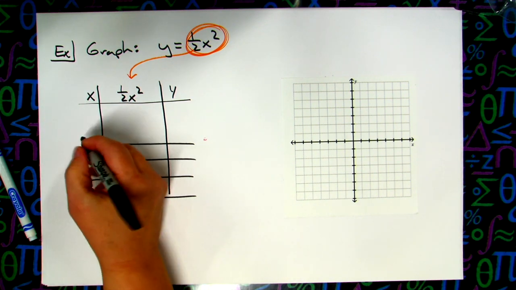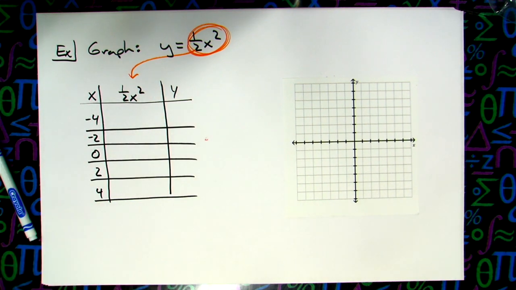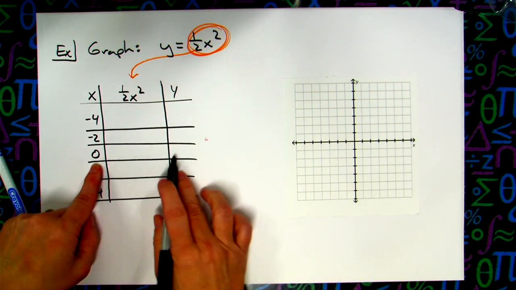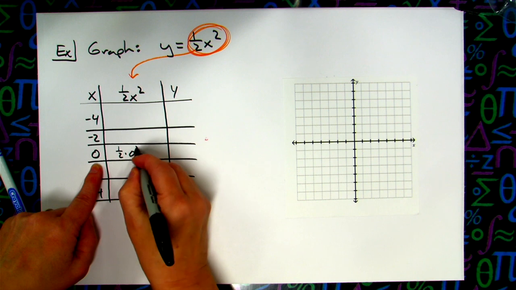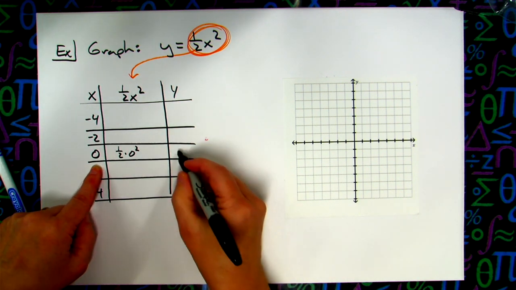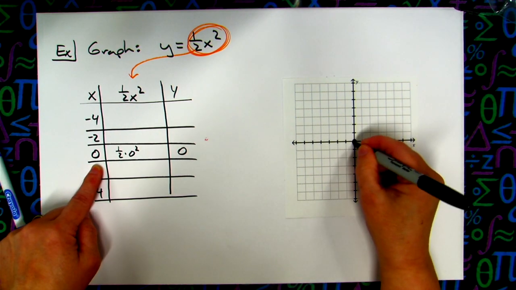All right, if I do a 2, 4 here, I'm going to do a -2 here, I'm going to do a -4 there. Now, when I plug in 0, let's do that because that's going to be our point in the middle. When I plug in 0 for x, I'm going to have 1/2 times 0 squared. What's that answer? 0. Okay, which we knew it was going to go through 0, 0 because of what type of graph it is. So I'm going to put that on there.